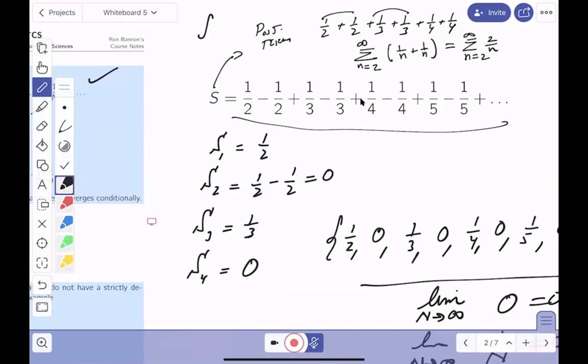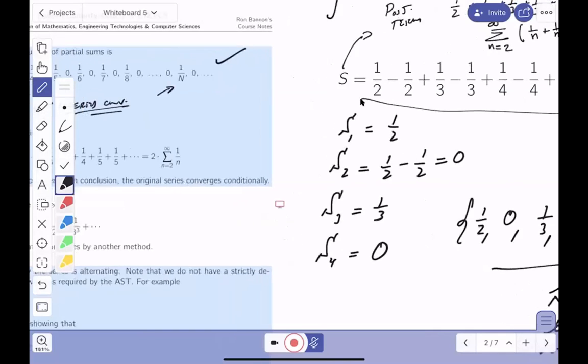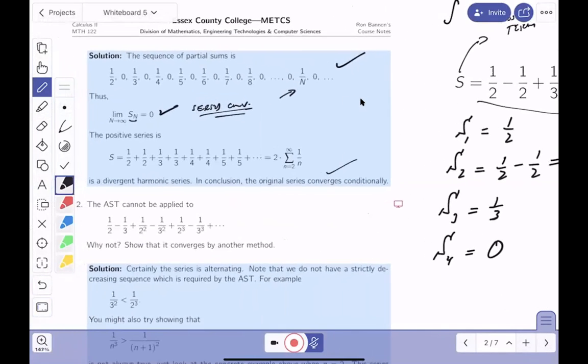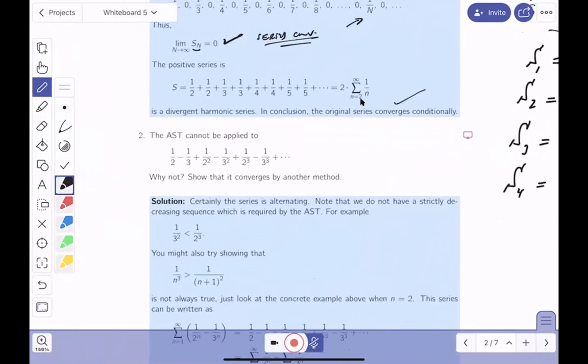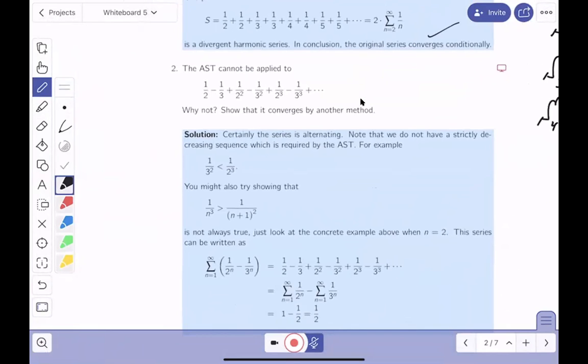You get the idea what I'm doing, right? And what's that going to be? A divergent harmonic series. All right. That's all they're saying over here. Now, I'll be honest with you, I don't know why I started with that problem. But anyway, the alternating series converges, but the absolute value of those terms, it doesn't converge. It's harmonic. All right. So let's explain why the AST can't be applied to this one here.